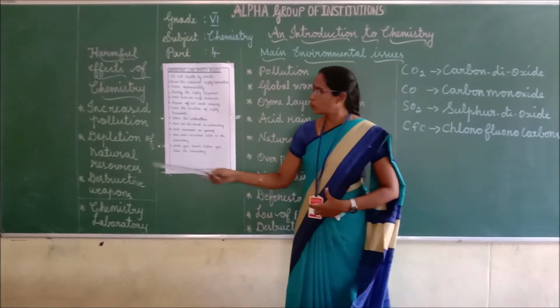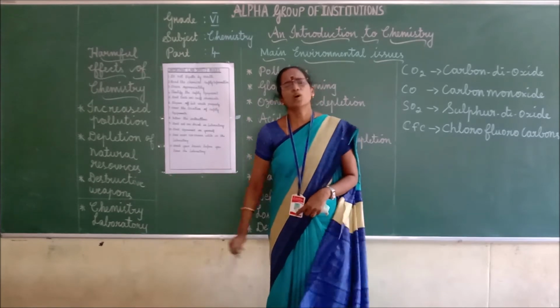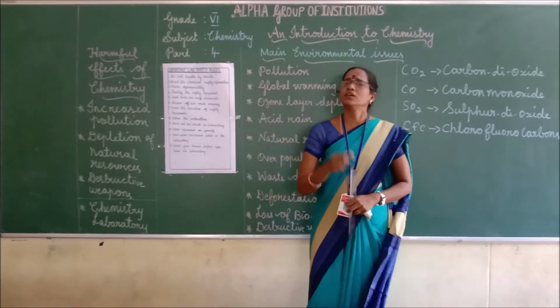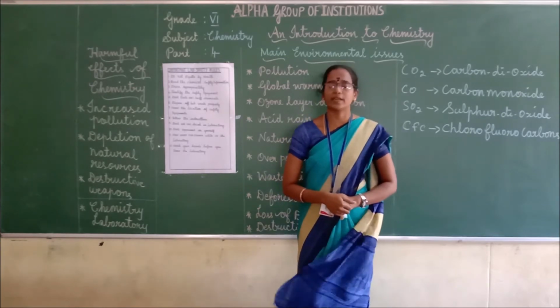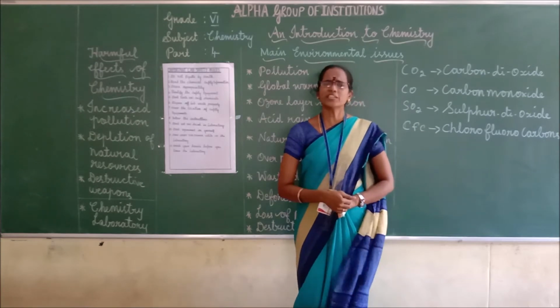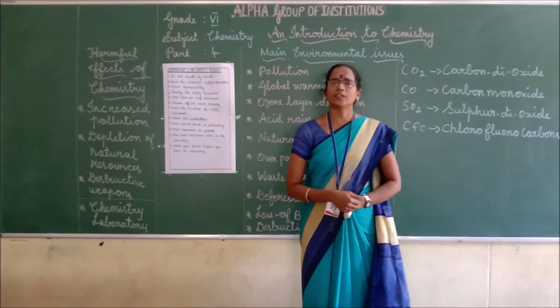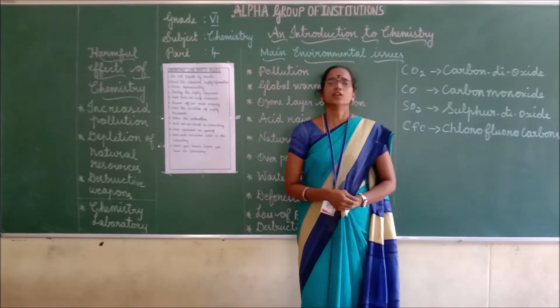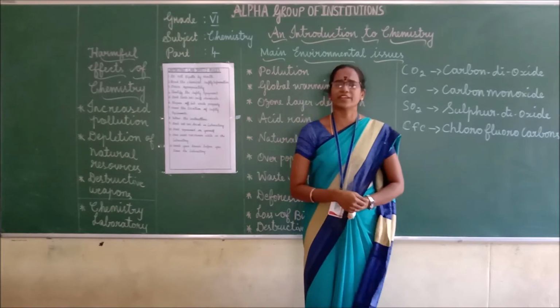So next we can move to the depletion of natural resources. What is the meaning of depletion? Depletion means reduction in quantity. Application of chemistry has increased the development of industries.